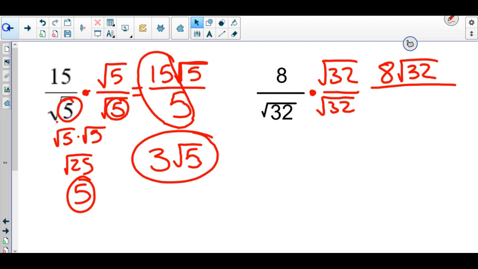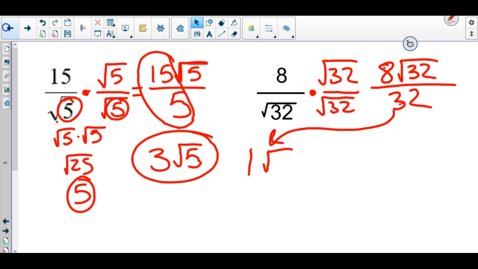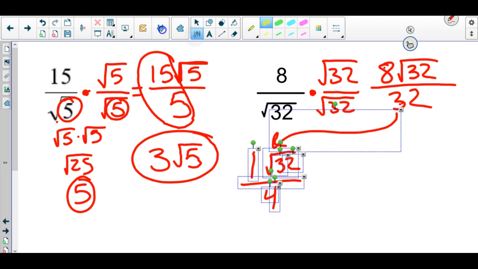8 root 32 on top, 32 on bottom. 8 over 32, I can go ahead and simplify. I know that is 1/4. So 1, let me rewrite it over here to give me room. 1 root 32 over 4. But root 32 is not simplified.